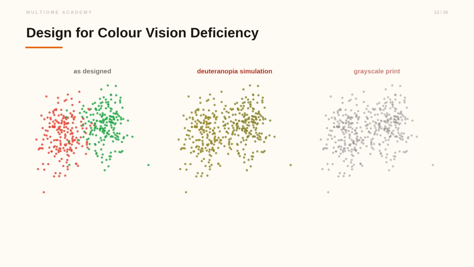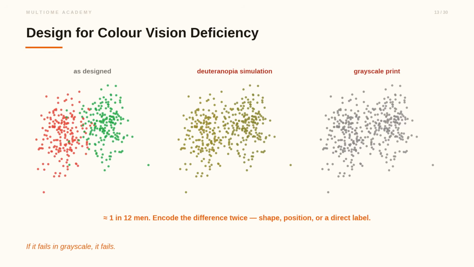Roughly 1 man in 12 has a color vision deficiency, and red against green is the classic failure. Before exporting, simulate deuteranopia or simply check whether the figure survives grayscale. If it does not, encode that same difference a second time with shape, position, or a direct label.